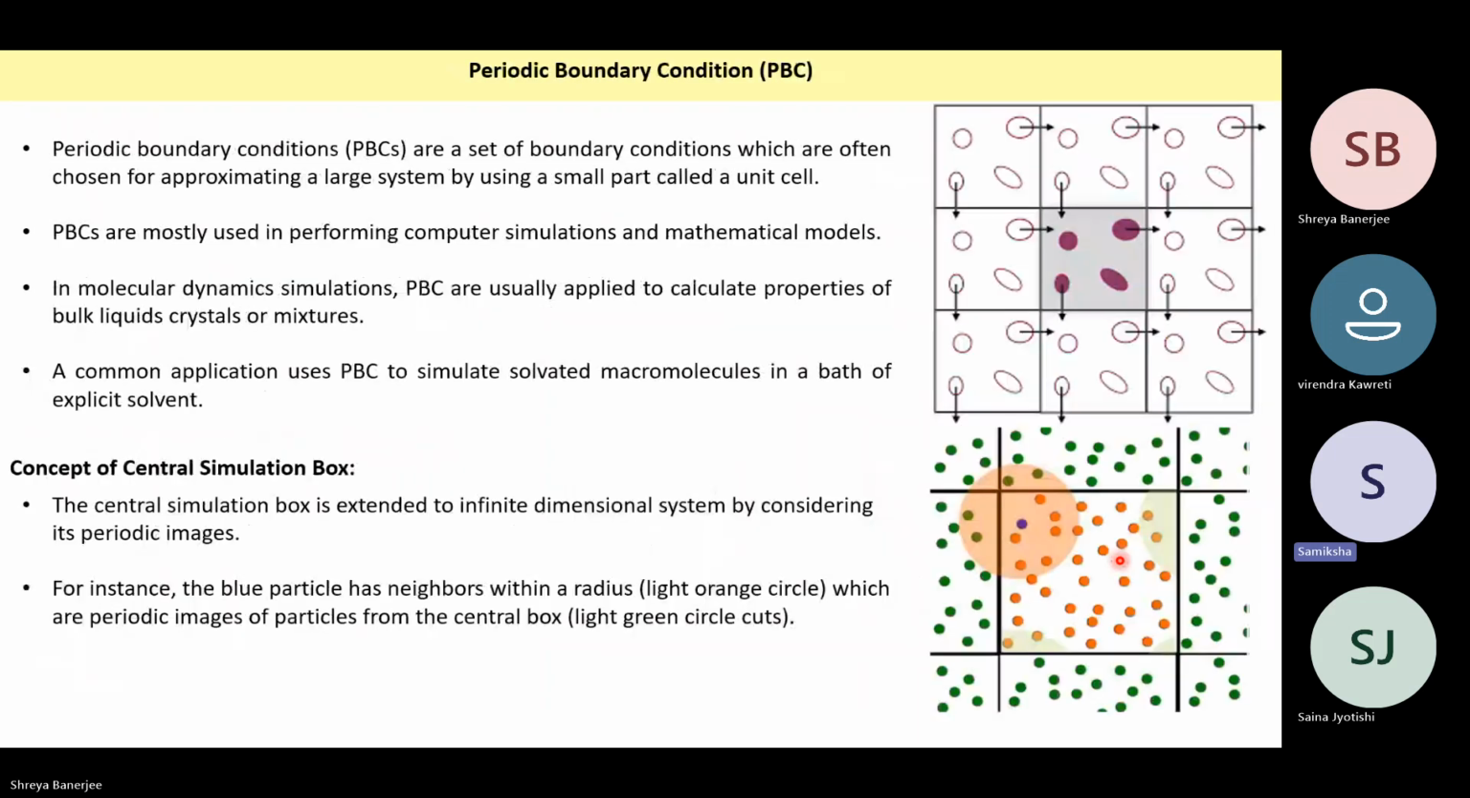Means what, I can't understand this thing. Means what if the protein is, ma'am, I can't get it.